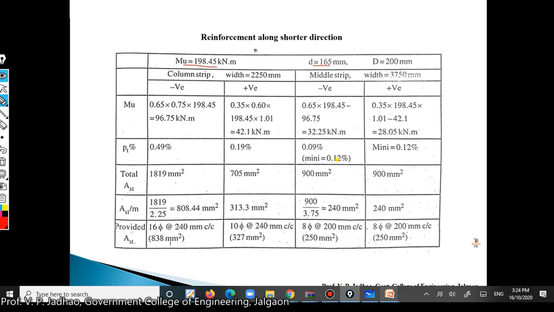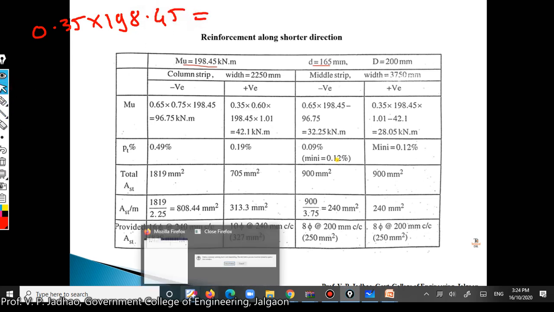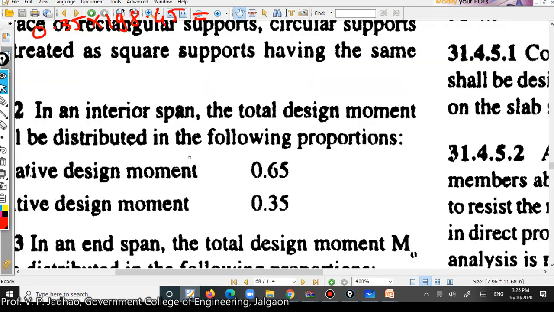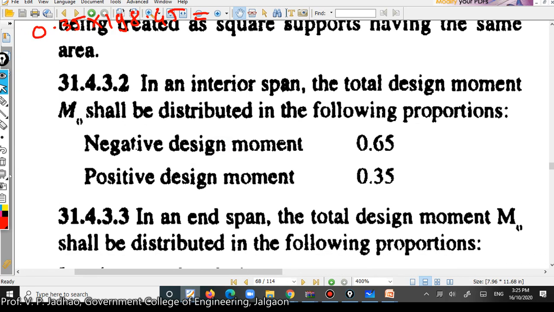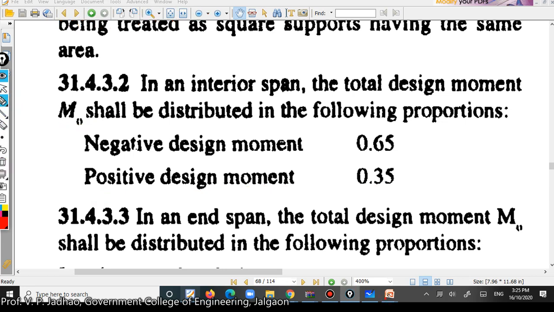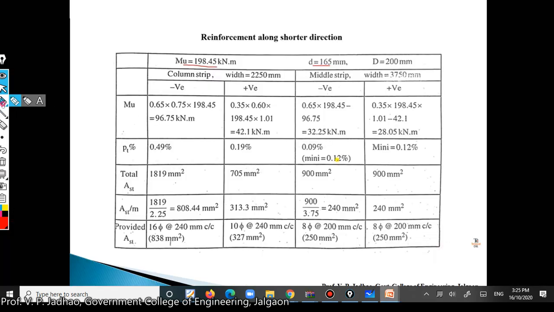Now we again have the 35% positive bending moment remaining, which is to be distributed. So positive bending moment is 0.35 into 198.45. Where does this come from? This clause is given here, clause number 31.4.3.2. Out of this total bending moment M0L or M0S, the positive design moment is only 35%. So this is how we have got this 35% value.